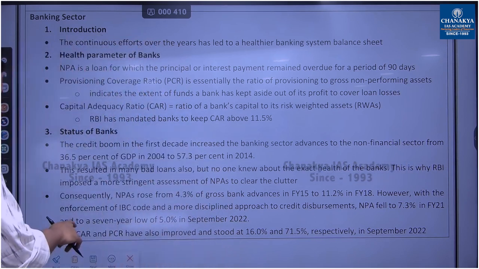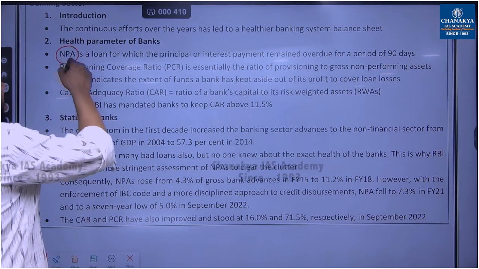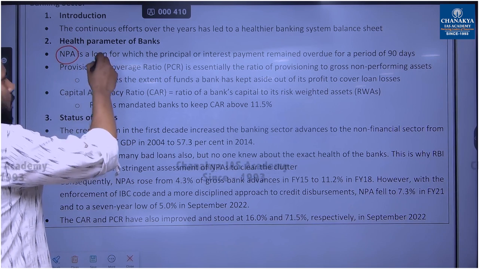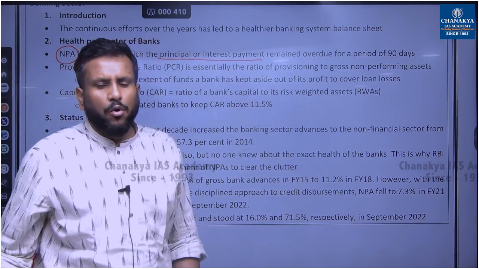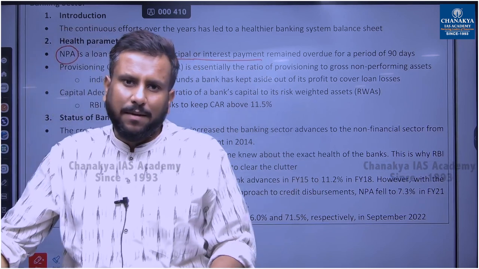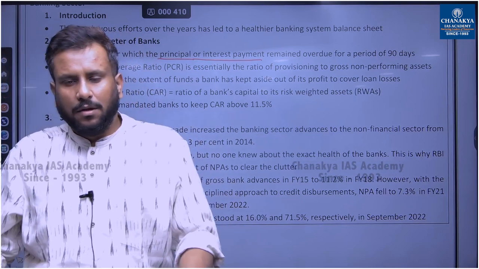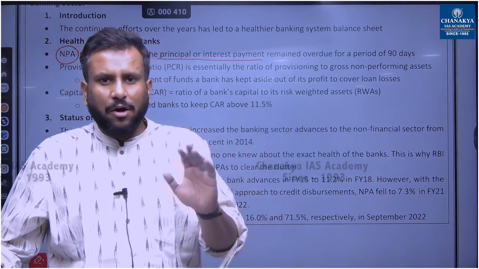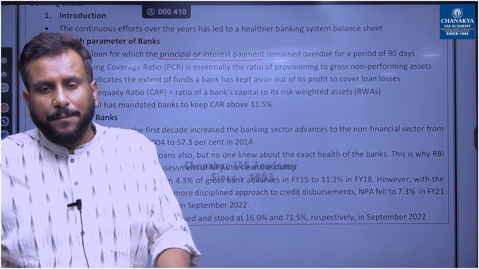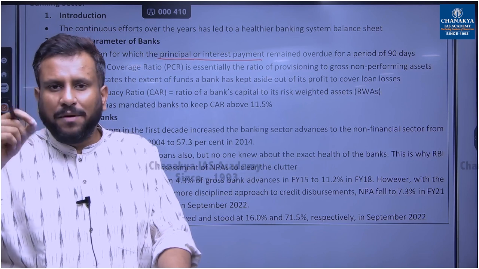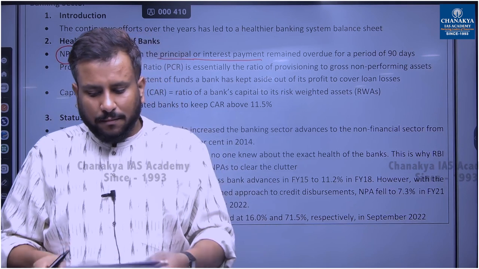So first of all, let us understand some basic terms. What is NPA? NPA means any loan for which the interest or the principal payment has not been paid for more than 90 days. So that means 3 months. Any loan jiska interest ya principal nahi pay kiya gaya hai beyond 3 months, to usko hum log non-performing asset keh dete hain, because it becomes a non-performing asset for the bank.